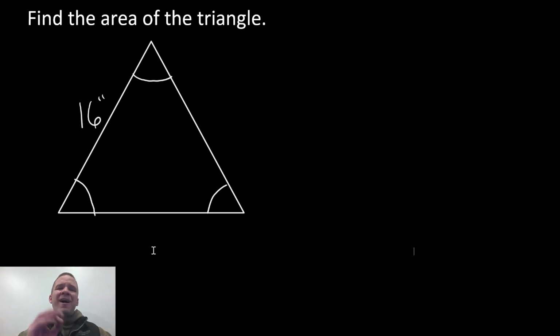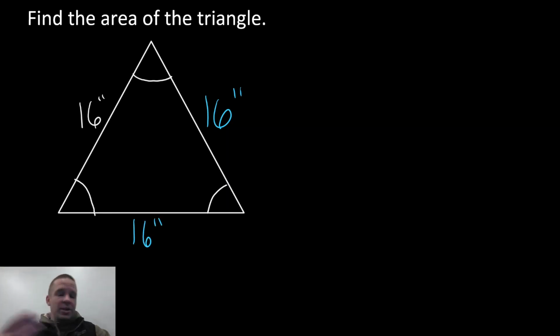All right, we're going to find the area of this triangle. No big deal, right? Well, let's see what we got here. We have one measure, 16 inches. But I do see three congruent angles. So does that mean that this is an equilateral triangle? It certainly does, children. So that's 16 inches, and this is 16 inches as well.